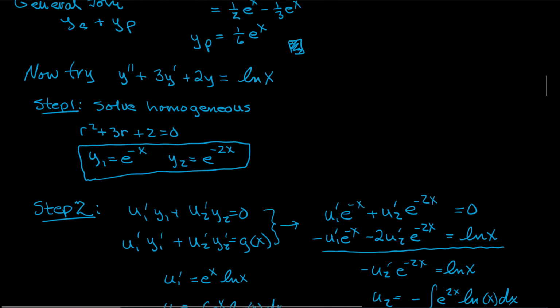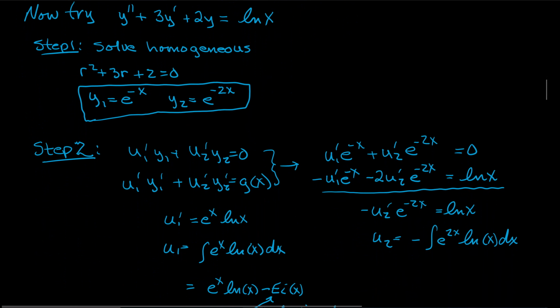Let's tweak that equation that we just looked at, our y double prime plus 3y prime plus 2y, by changing the right-hand side from e to the x to natural log of x. Can that really make that big of a difference? Well, let's take a look. Step one, as earlier, is to solve the homogeneous situation. And the good news is the homogeneous situation is going to have the exact same answer as the previous problem did. So we can move right into step two, where we have our system of equations that we want to solve, these right there.